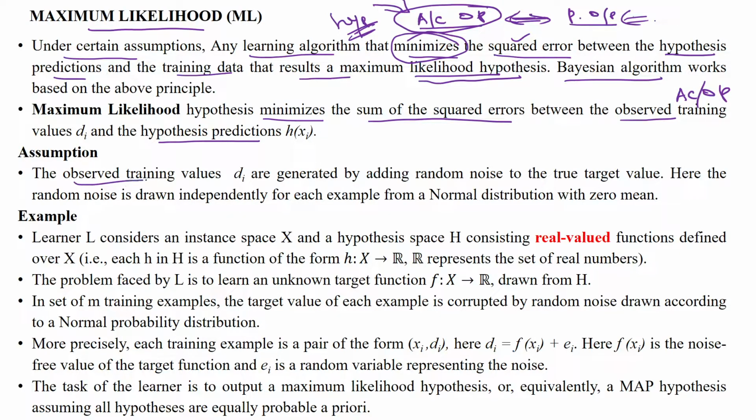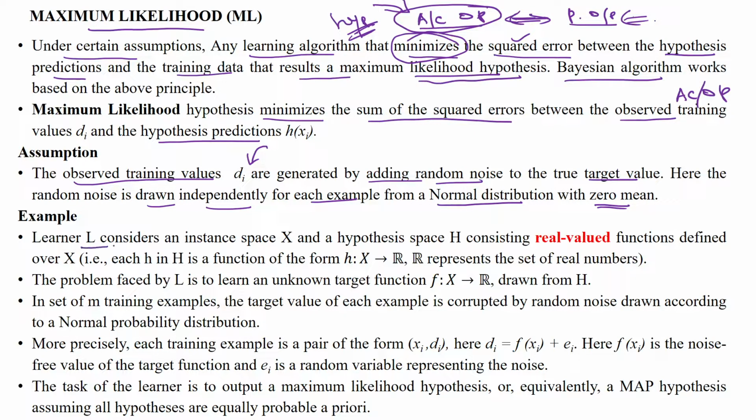Assume the observed training values di are generated by the addition of random noise. That means the data samples are having noise, right, added to the true target value. Here the random noise is drawn independently for each sample. That means the noise is added to the training samples based upon the normal distribution with zero mean. So this is the assumption for the given problem statement.